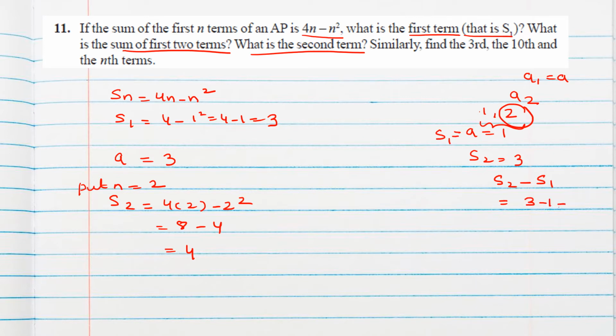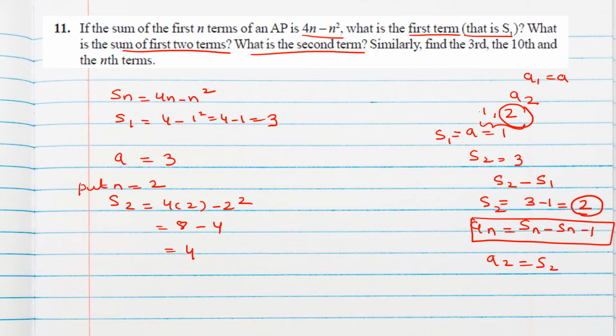So always remember this formula. For any term, we can subtract previous summation from the total summation. So now to find A2, we can find S2 minus S1. To find A3, we can find S3 minus S2. Like that, we can find any term using this formula. So now we should find the second term. So A2 will be S2 minus S1. S2 is 4, S1 is 3. So answer is 1. This is your A2.